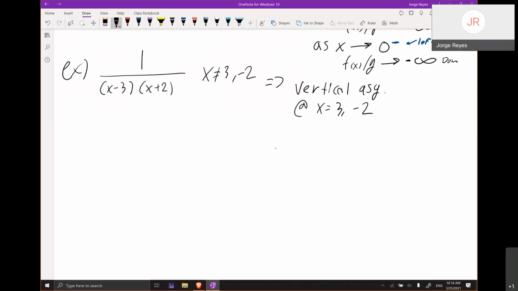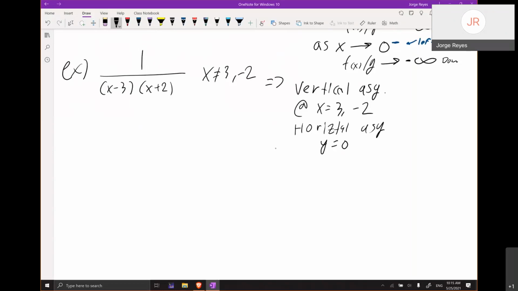Now, I'll show you this later in the section, but basically, if it looks like this with a 1 on top, your horizontal asymptote is automatically going to be the x-axis, or y equals 0. So the horizontal asymptote here is y equals 0. Then we learn to draw this thing.